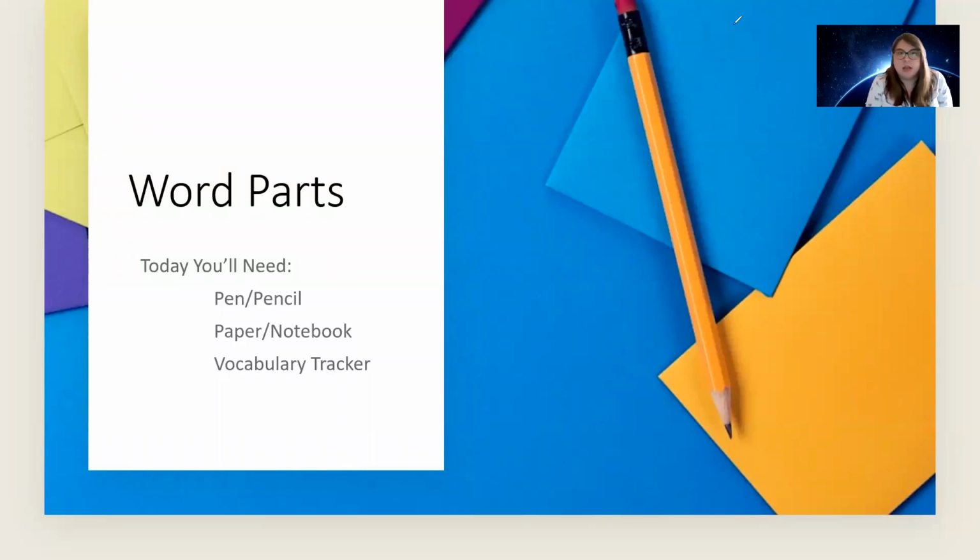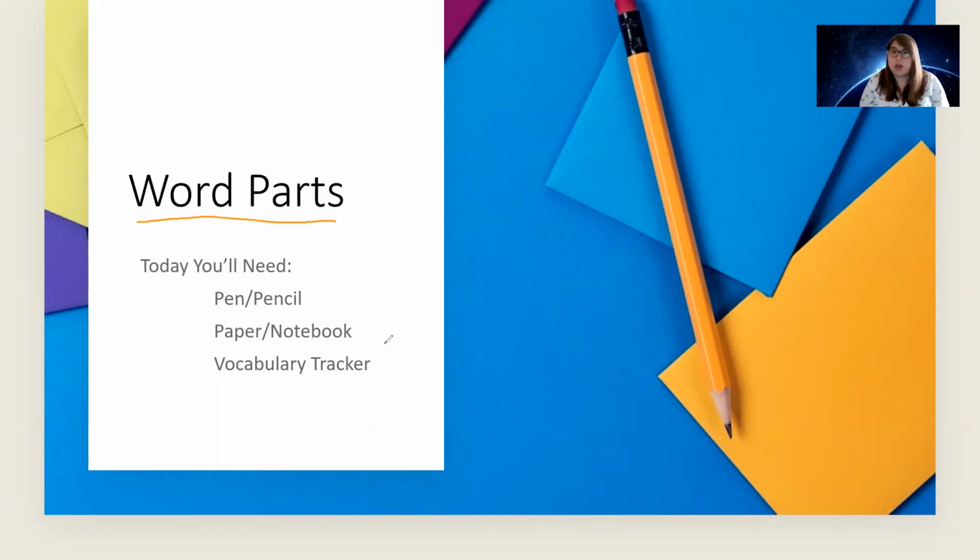Hey everyone, this is our first lesson in our word parts unit. So we're going to be talking about context clues, word parts, how to break down a word, and really what that means is we're going to be working on trying to figure out what a word means based off of all of the clues that we're given. So our lesson focus today is on word parts, or parts of the word that help us to understand what a big word actually means.